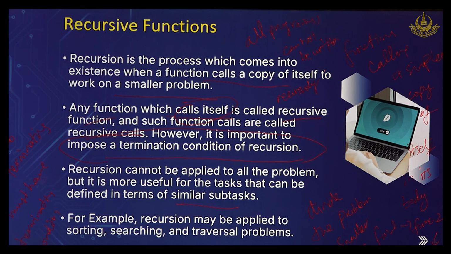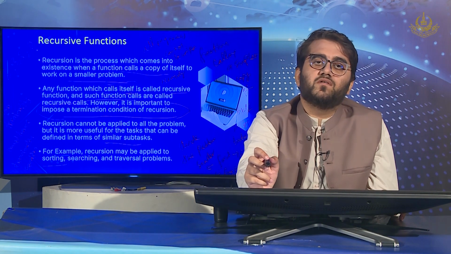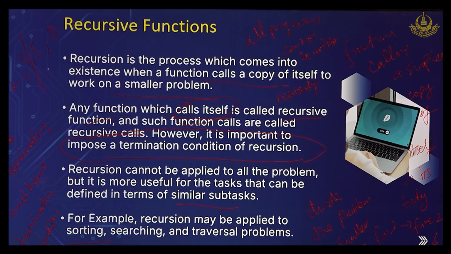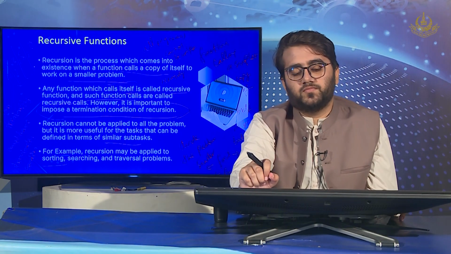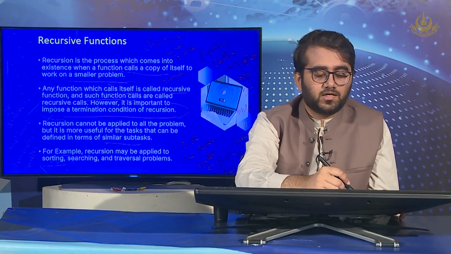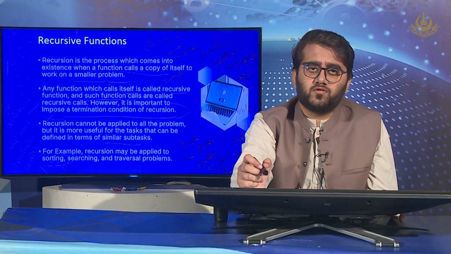It has given you some examples. Recursion may be applied to sorting. Sorting, what does it mean? Sorting means you have a list of numbers 1, 3, 5 and 0, and you have to sort which number comes first and which comes next. So, you divide this list into 2 parts, and then you sort this part, and then you sort this part, and after the sorting of these parts you sort them again, and then this process would continue, and at the end you would have a sorted list. So, this sorting can be done in the form of recursion.